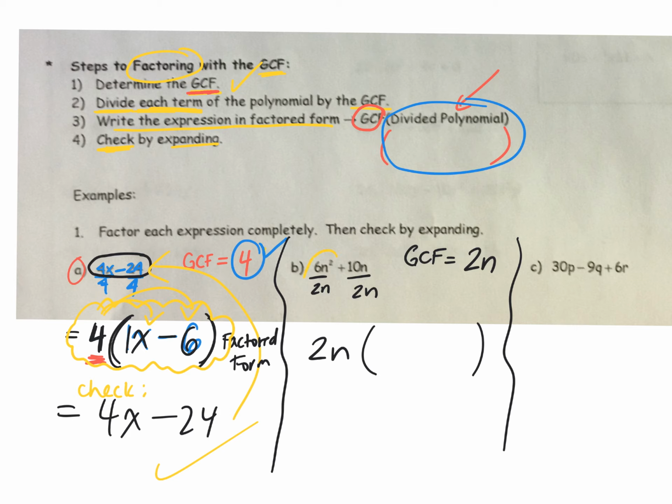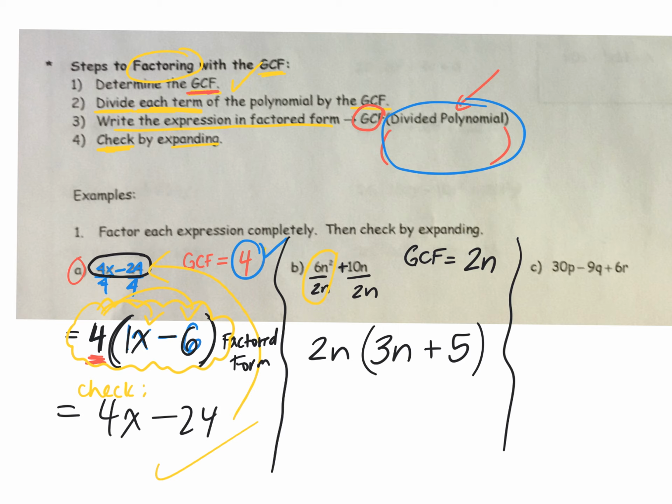What's 6n squared divided by 2n? What's 6 divided by 2? What's n squared divided by n? N. What's positive 10n divided by 2n? It's 5.